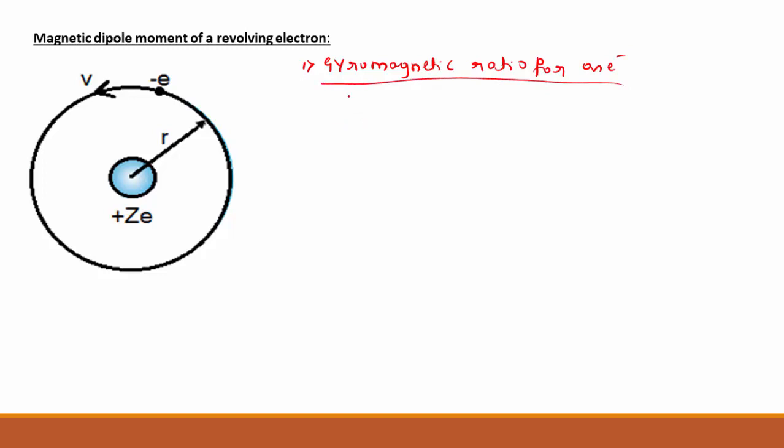Gyromagnetic ratio for an electron. The gyromagnetic ratio is defined as the ratio of magnetic moment to angular momentum, e divided by 2m. Now μL divided by L is equal to e, whose value is 1.6 into 10 to the power of minus 19, divided by 2 into the mass of the electron.